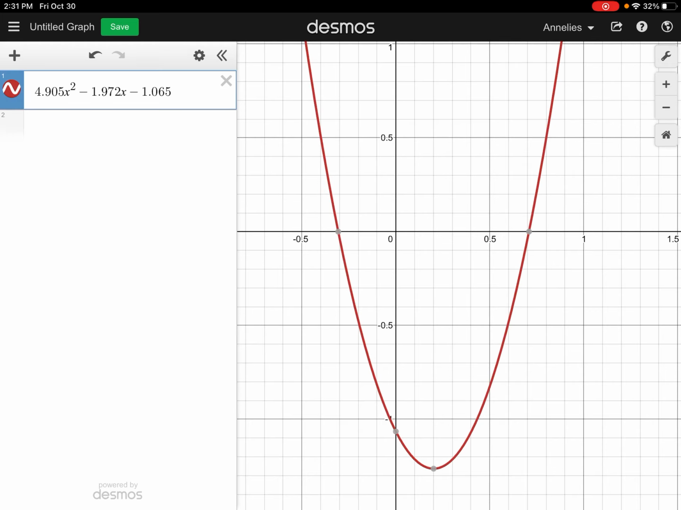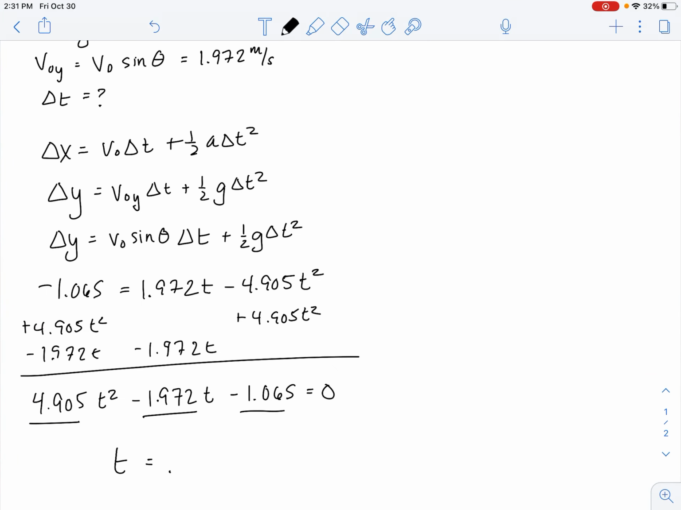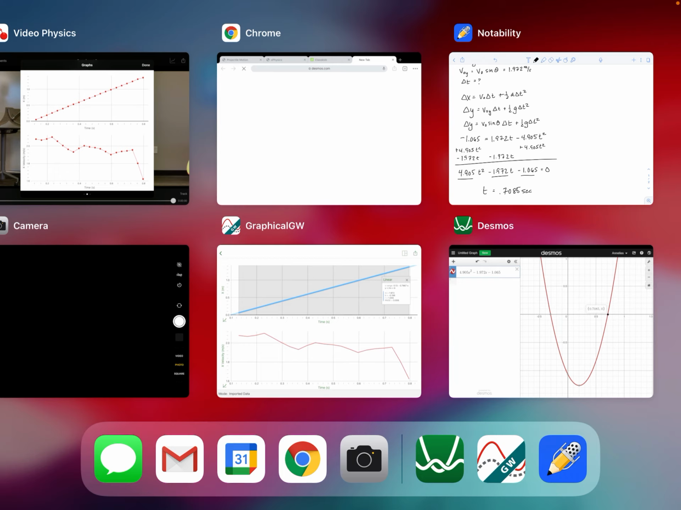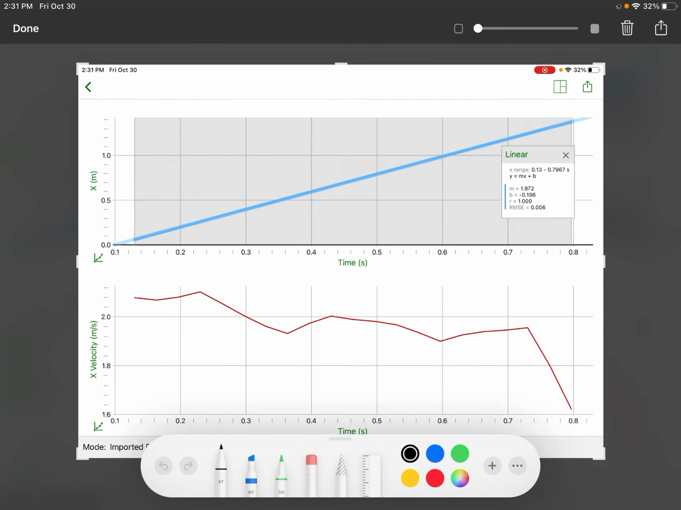One thing that I really like about Desmos is it shows us the zeros right on the graph. We can just tap them and find them. And the answer that I want is the positive answer. So this is 0.7085. So t is 0.7085 seconds. Now I'm going to verify that. I'm going to go back to graphical analysis. And if I look at where this thing hit the ground, it's definitely between 0.7 and 0.8 seconds. So that's a good sign.